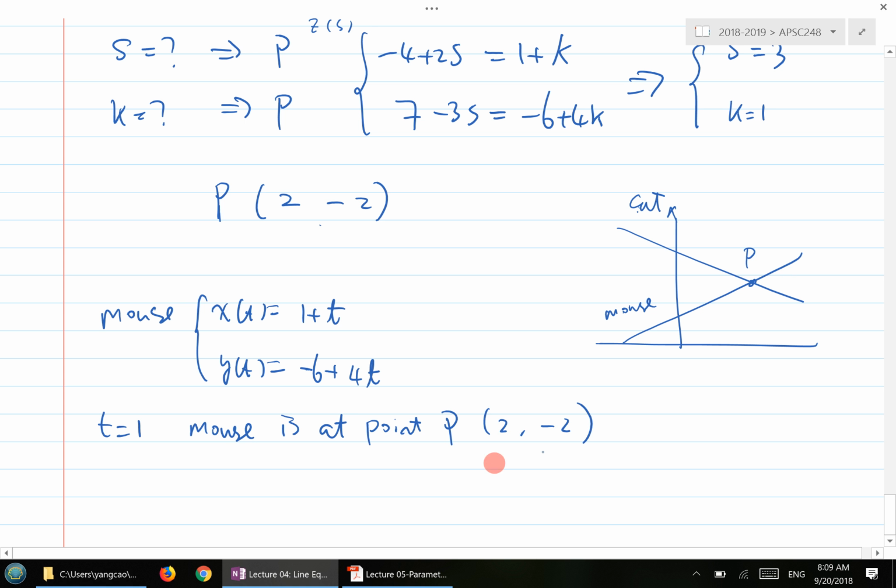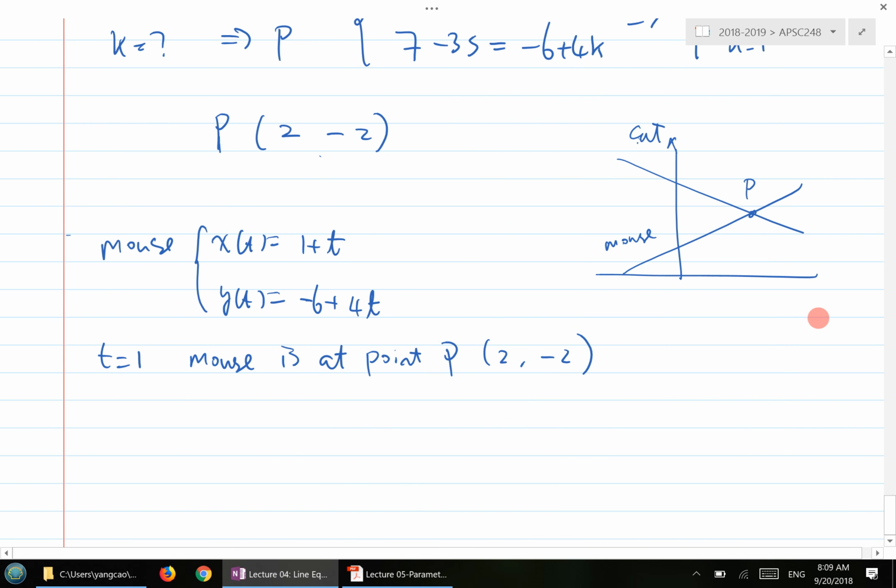But what's the point here now? The point is, if this is the mouse motion, basically we want to catch the mouse. What we want is we want the cat to be at point P. At what time? At t equal to what time? 1 second. The same time, right? At the same time. Okay?